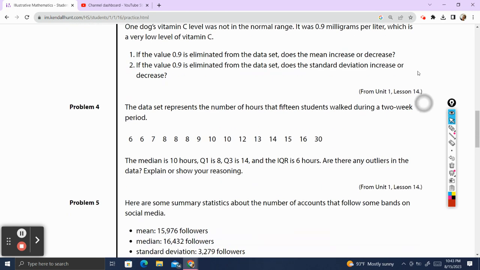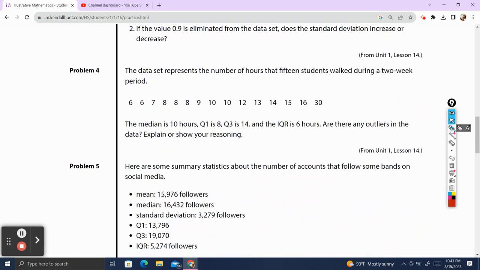Let's go on to problem number 4. The data set represents the number of hours that 15 students walked during a 2-week period. So we had some students walking 6 hours, some students walking 30 hours. That's a lot of hours to walk. The median is 10 hours. Q1 is 8, Q3 is 14. The IQR is 6 hours.